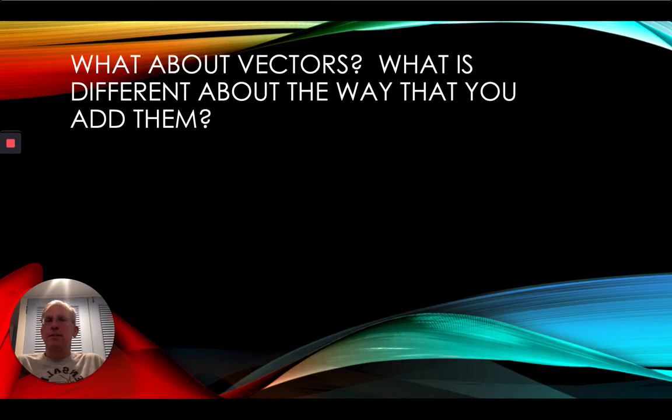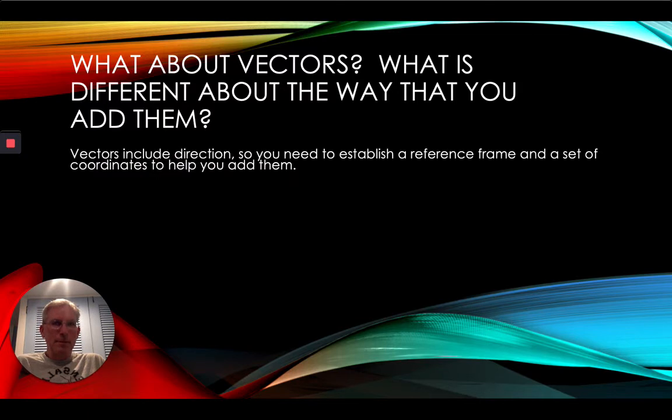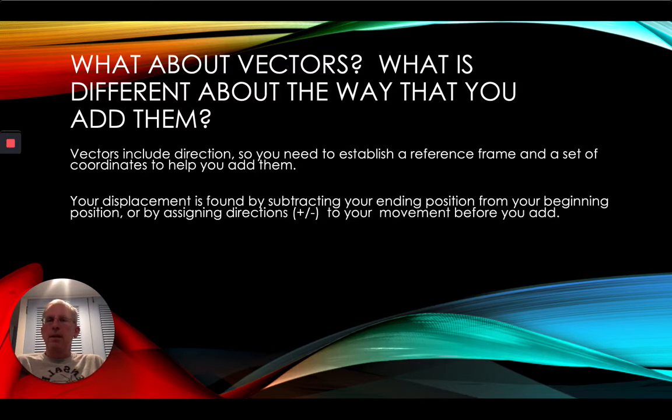What about vectors? What's different when you add them? Vectors include direction, and so you have to be really careful about how you deal with it. One way is that you're going to establish a reference frame, right? And you're going to probably set up some coordinates so that you can help add. Your displacement is always found by, order is important, end minus beginning, or by assigning directions, positive or negative, to your movement before you add. So you're setting up a reference frame. You're going to say, when I go to the left, that's negative, and when I go to the right, that's positive. Okay?